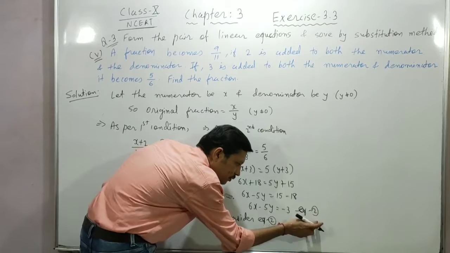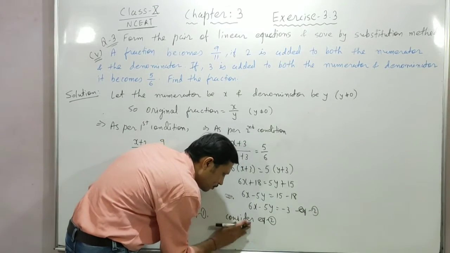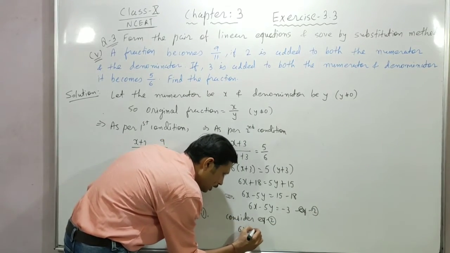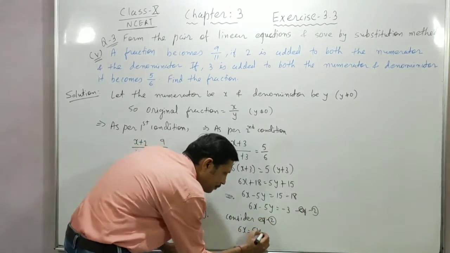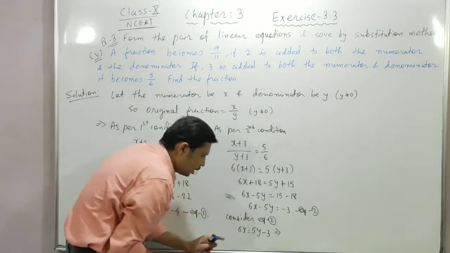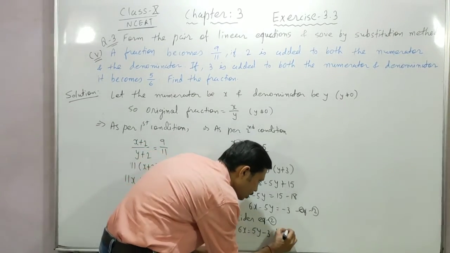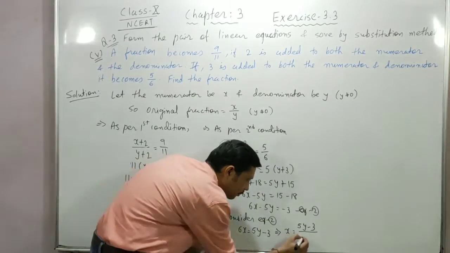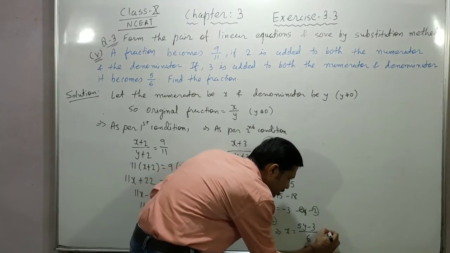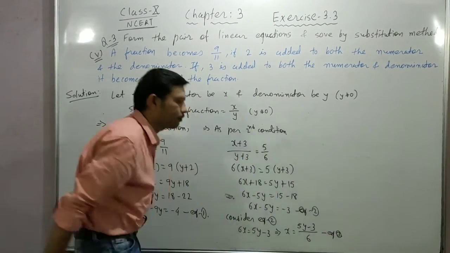So, minus 5 we will shift to the right side. So, 6x is equal to minus 5y shifted to the right side, so it will be plus 5y, and minus 3 is already there. 6 is multiplication, so it goes to division. So x equals (5y minus 3) upon 6. So it's like this, equation number 3.